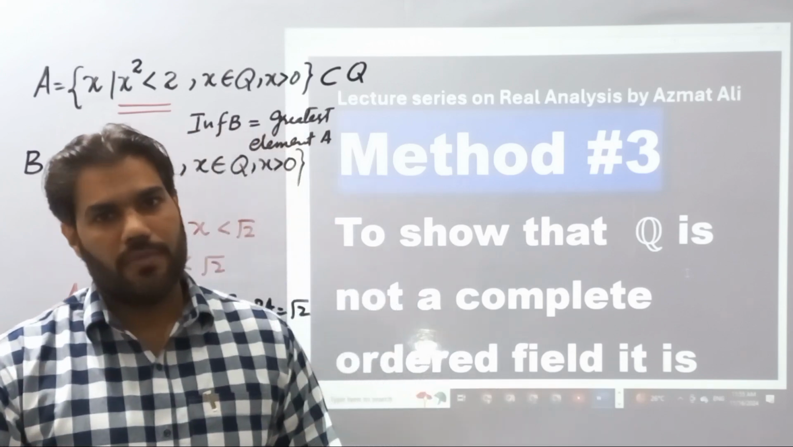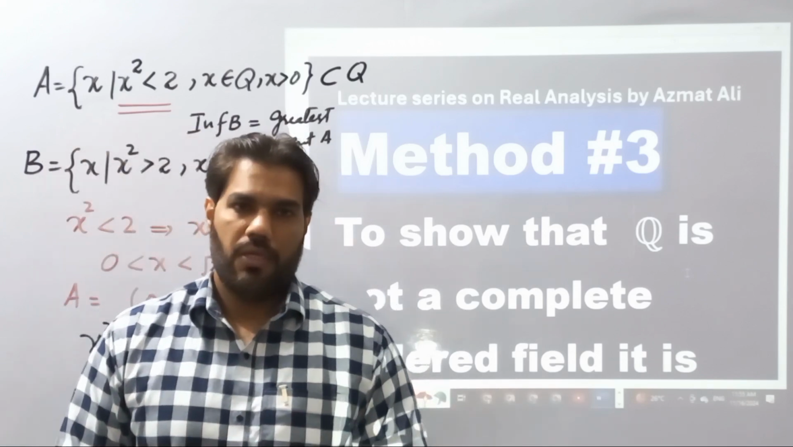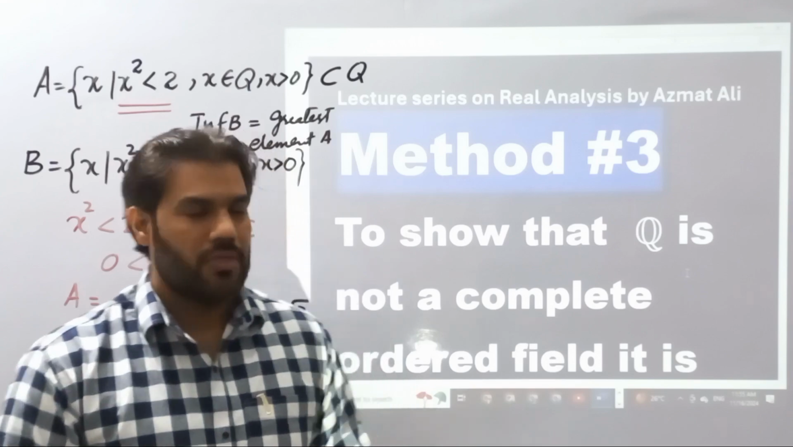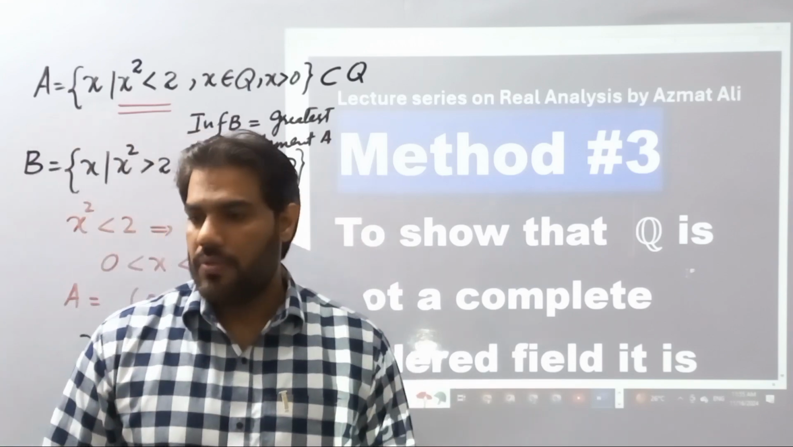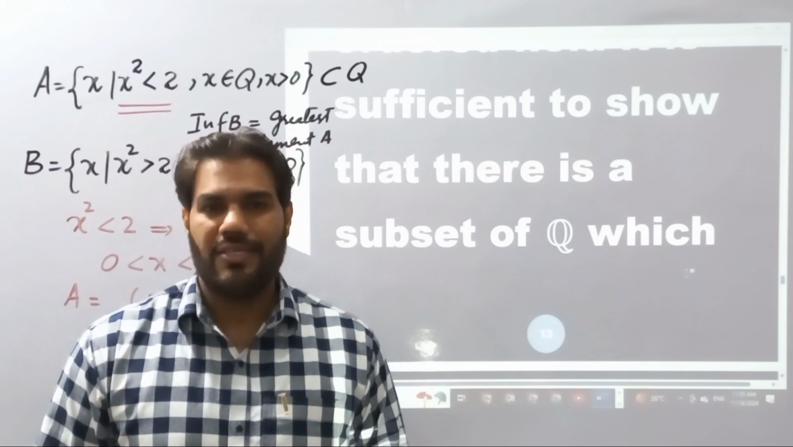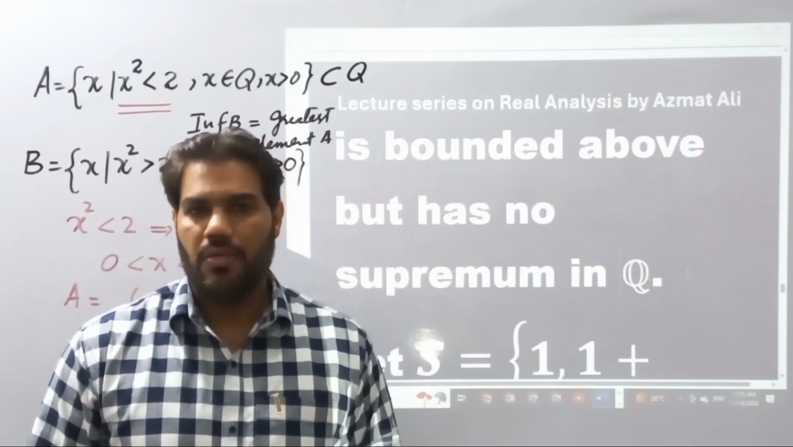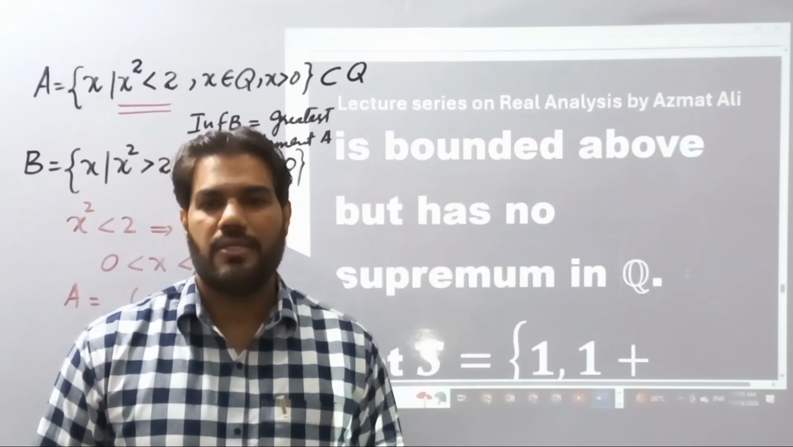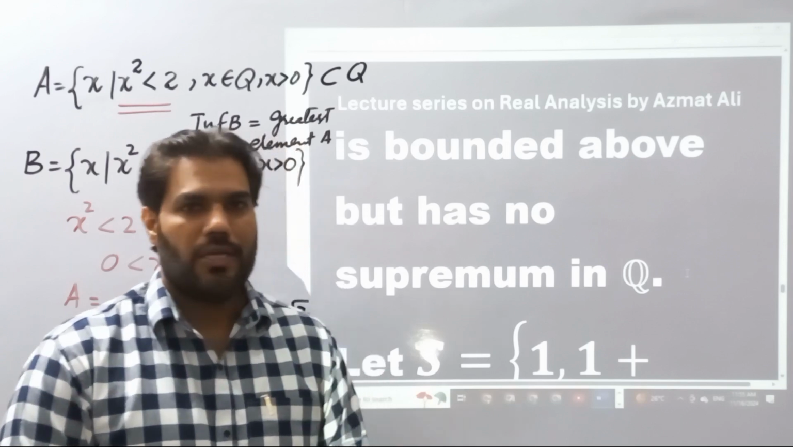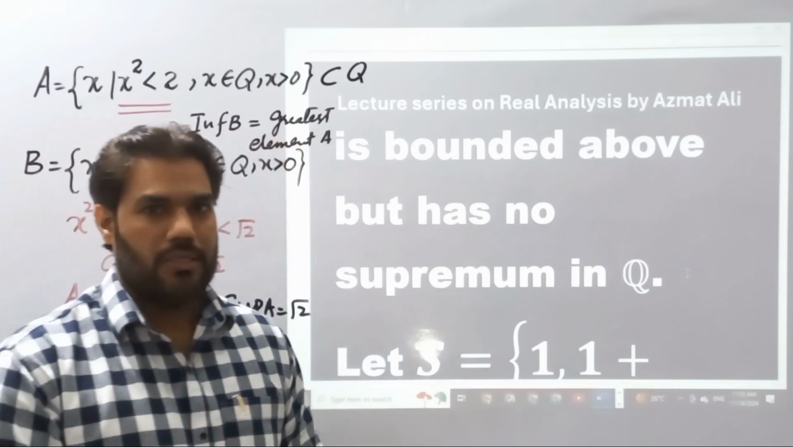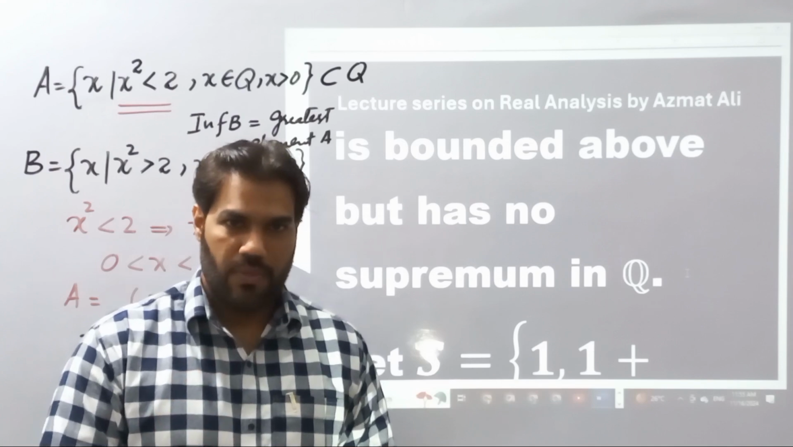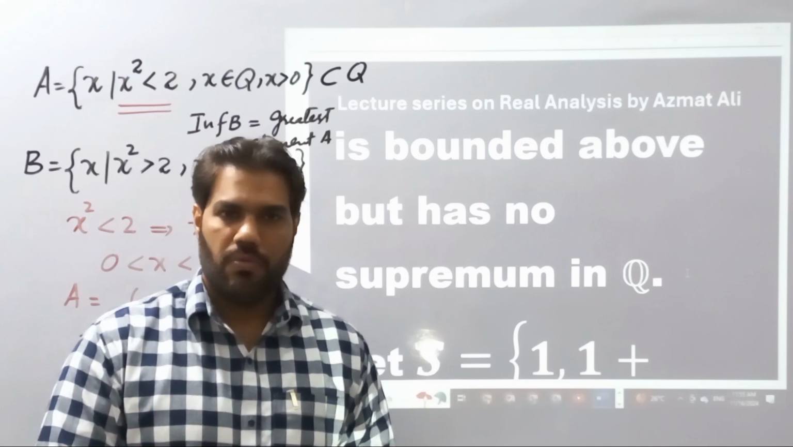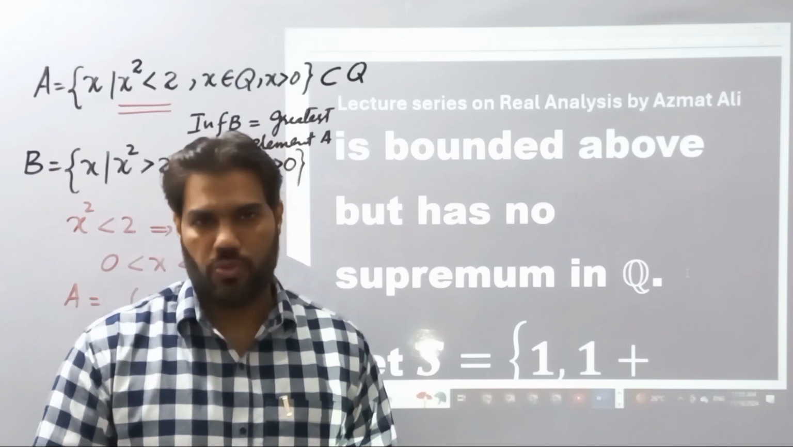Now I discuss the third approach that is very interesting to show that Q is not a complete ordered field. It is sufficient to show that there is a subset of Q which is bounded above but has no supremum in Q. So I will find a subset of Q that is bounded above, but its supremum does not belong to Q.